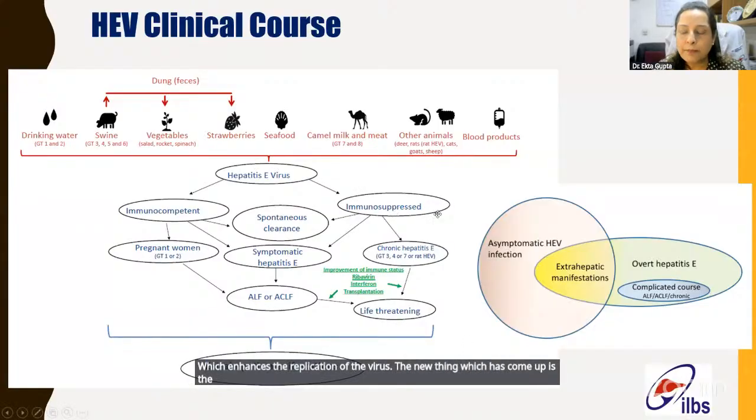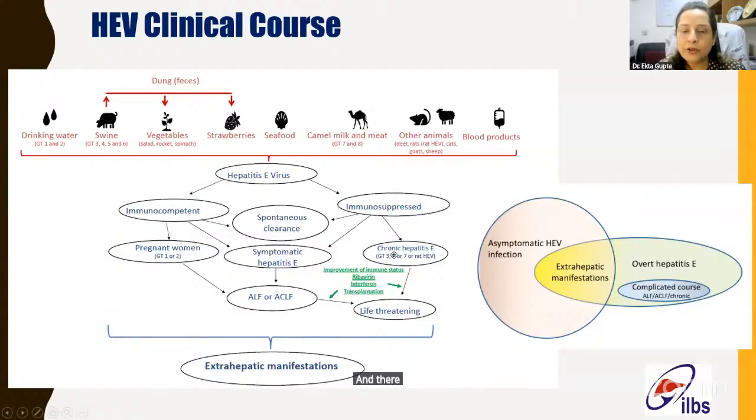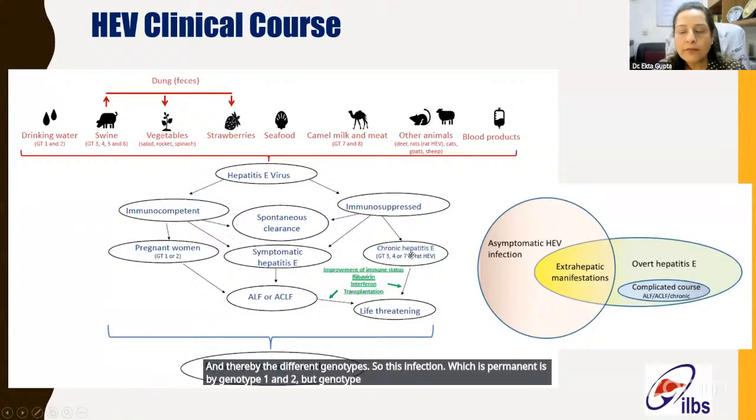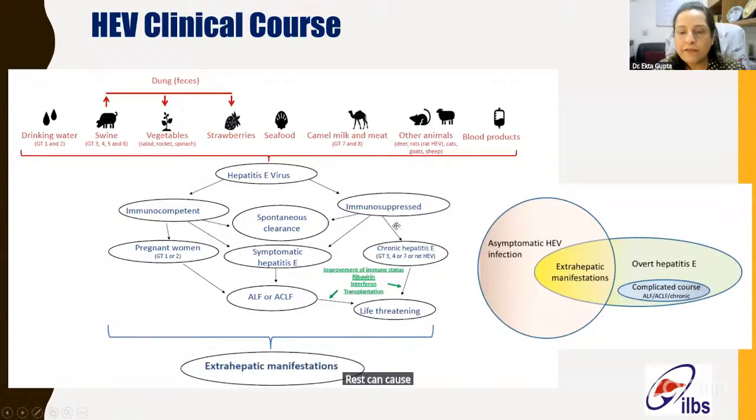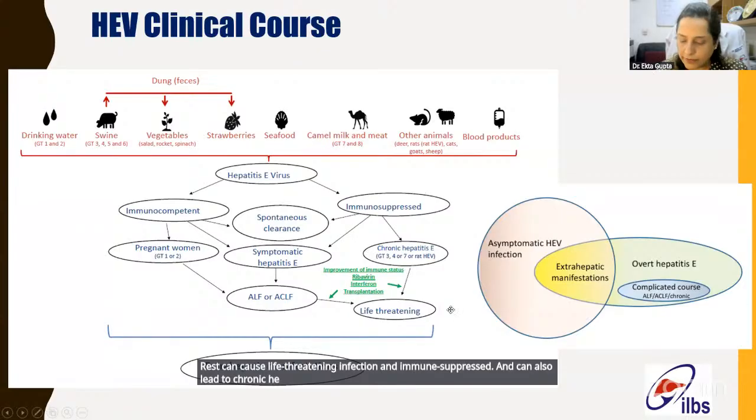The new thing which has come up is the infection in immune suppressed, especially the post-transplant group, and they are by different genotypes. So the fulminant infection is by genotype 1 and 2, but genotype 3, 4, or sometimes the rat hepatitis E virus can cause life-threatening infection in immune suppressed, and can also lead to chronic hepatitis E.